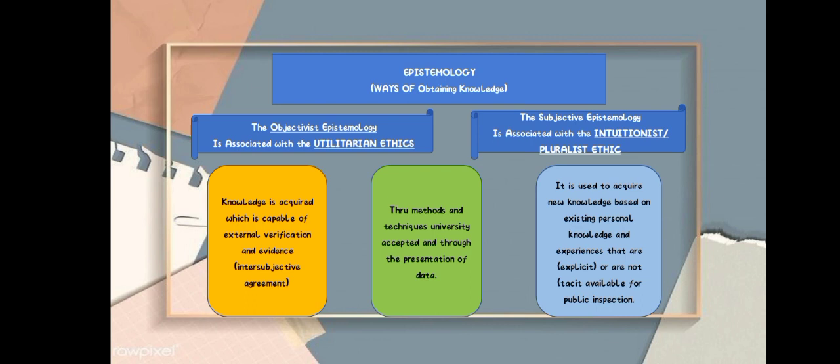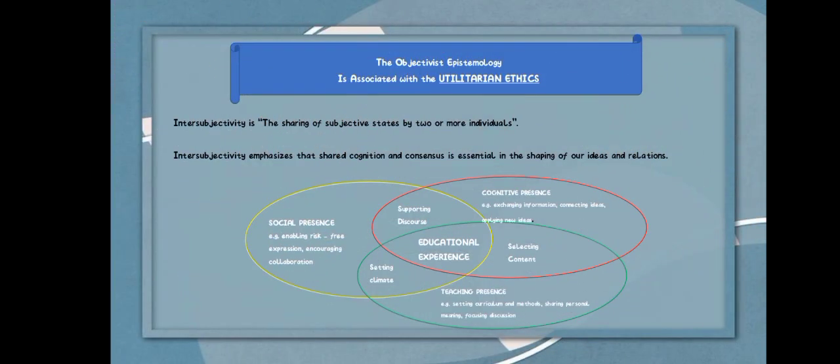Knowledge is acquired which is capable of external verification and evidence. It is an intersubjective agreement, through methods and techniques universally accepted and through the presentation of data. The subjective epistemology is associated with the intuitionist or pluralist ethic. It is used to acquire new knowledge based on existing personal knowledge and experiences that are explicit, not tacit, available for public inspection. So here are the utilitarian ethics.